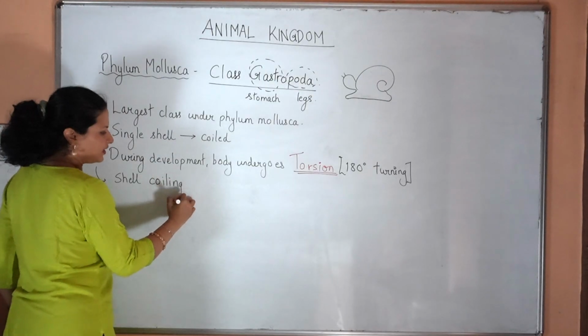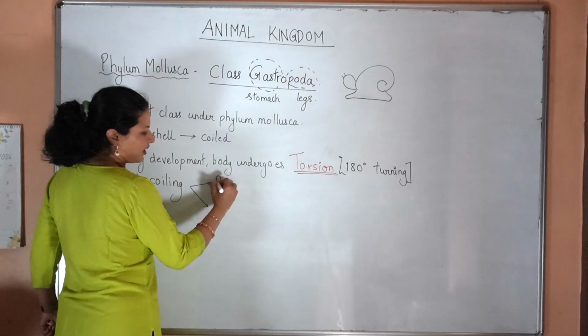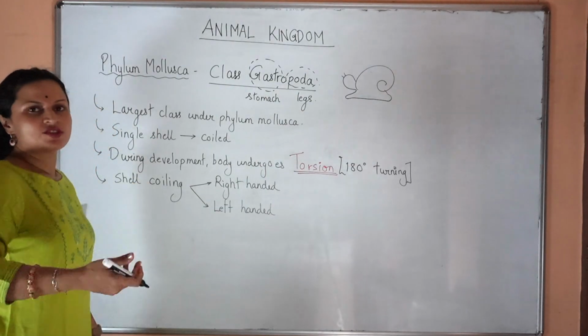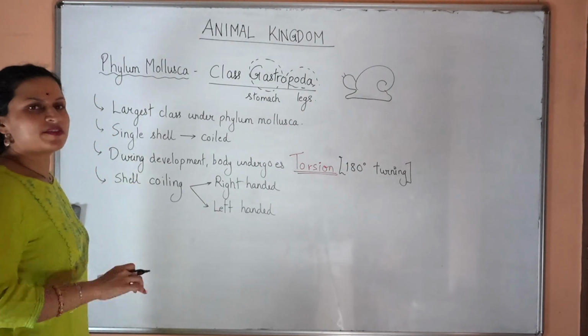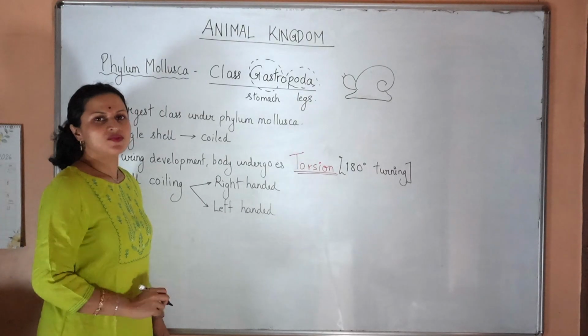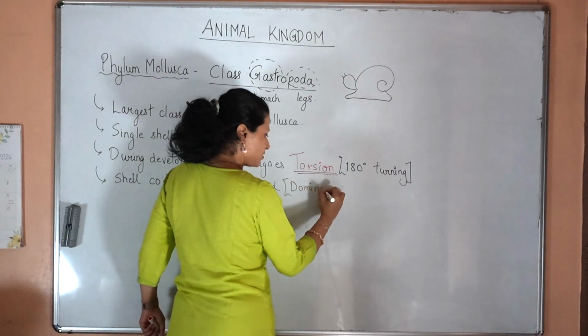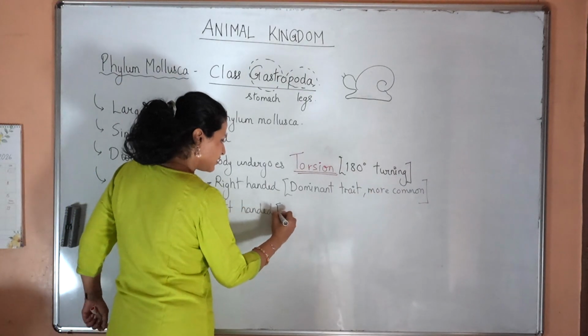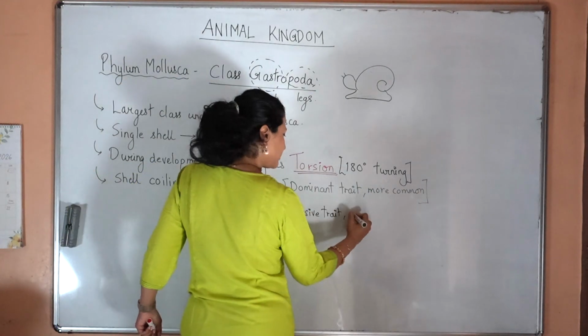The shell coiling can be either right-handed or left-handed. Right-handed coiling is more frequent. This is a dominant trait and it is more common. Left-handed coiling is less frequent; it is a recessive genetic trait and it is rare.